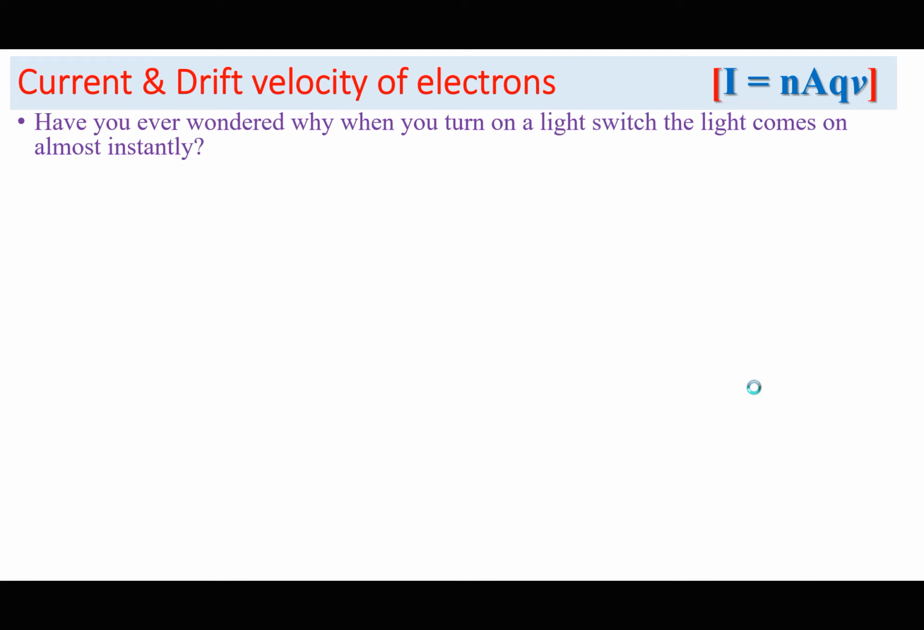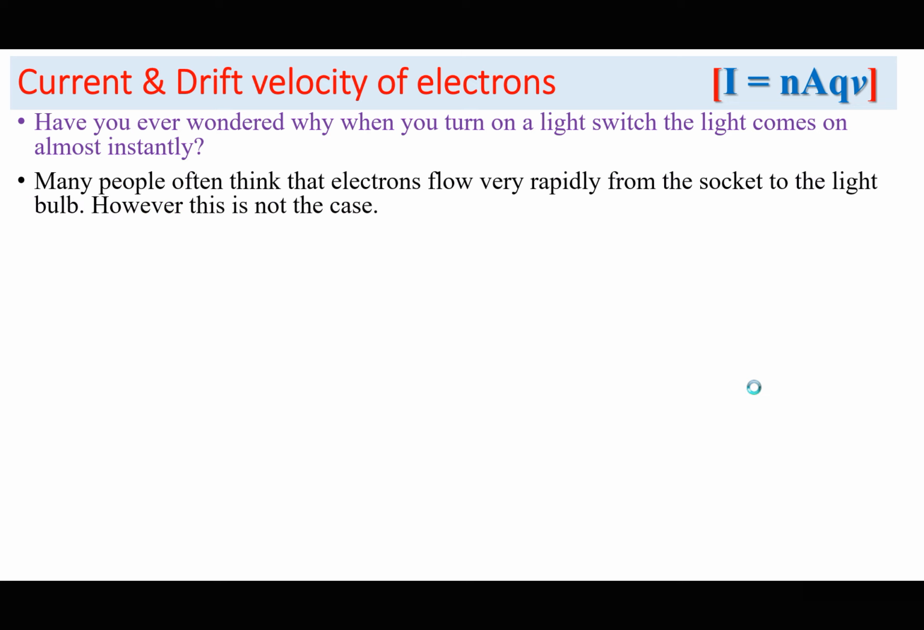Have you ever wondered why when you turn on a light switch, the light comes on almost instantly? Of course, I know that many people think that electrons flow very rapidly from the socket to the light bulb. However, this is not the case. You press the switch and the light comes on instantly. So, does it mean that the electrons are supposed to flow from the switch to the bulb? I don't think that is the case.